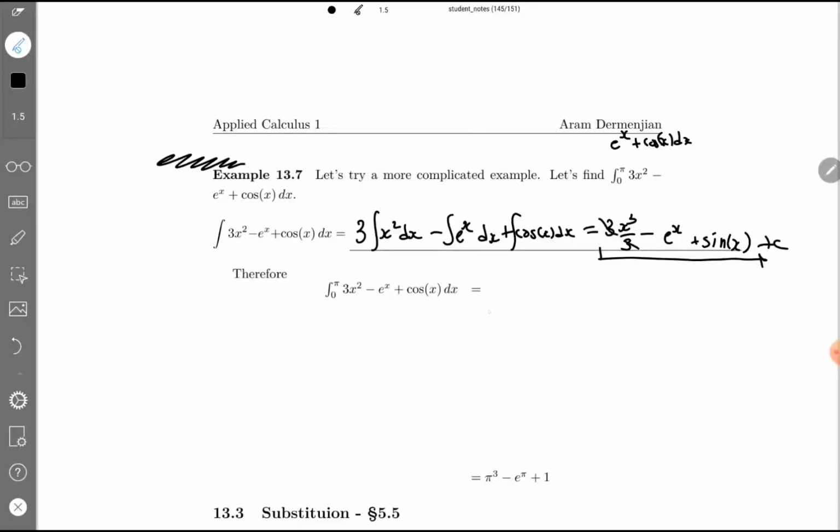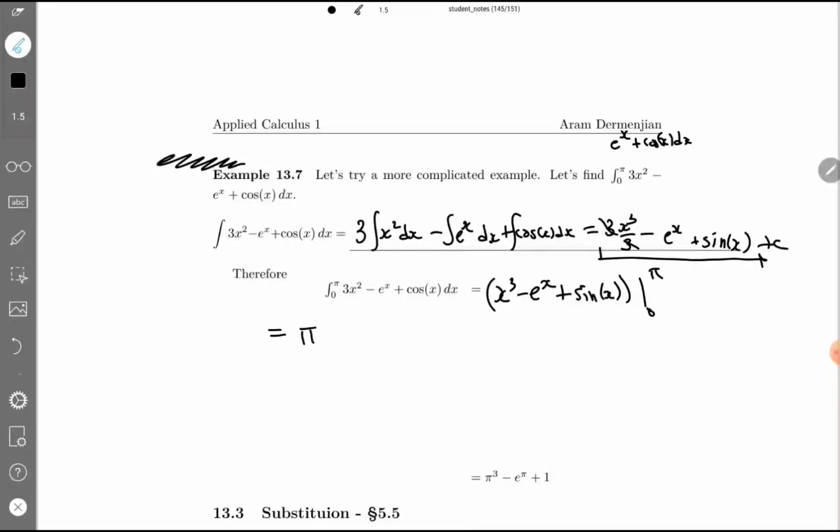So what do we have? Here, I can even cancel this. What we have is x cubed minus e to the x plus sine of x. Remember, I forget this plus c. And I take all of this from 0 to pi. That's it. Like, that was so much easier than having to do this multiple times, yeah? And it looks nicer.